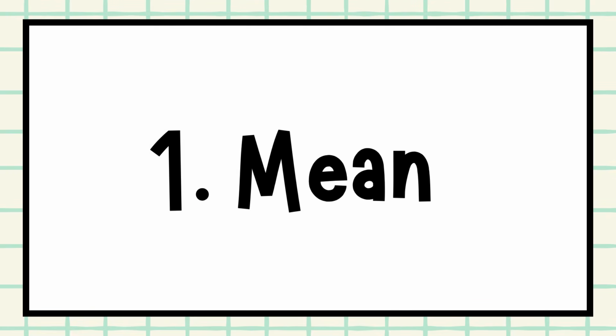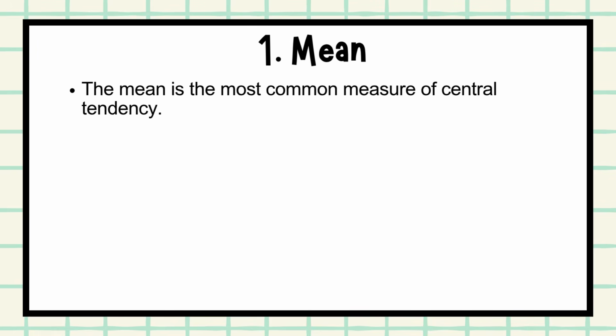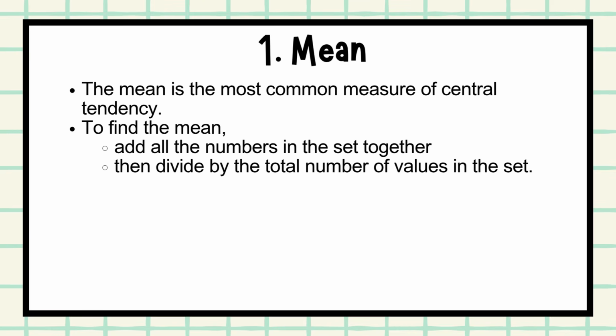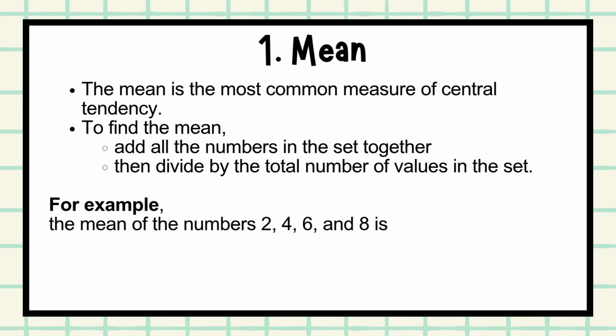Number 1. Mean. The mean is the most common measure of central tendency. To find the mean, add all the numbers in the set together, and then divide by the total number of values in the set. For example, the mean of the numbers 2, 4, 6, and 8 is: by adding the numbers we get 20. We divide it by 4 as there are 4 numbers of data given. So the mean we get is 5.